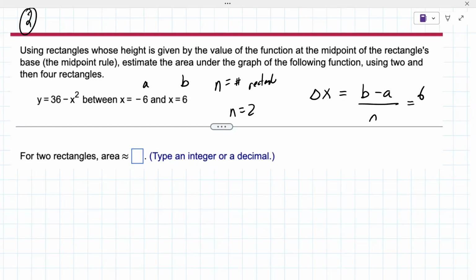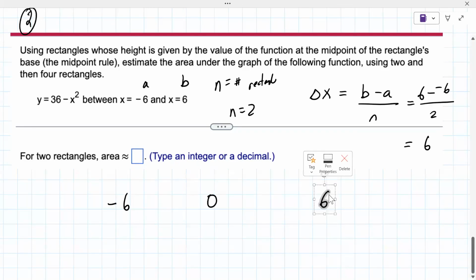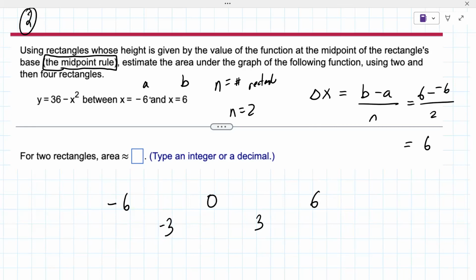So in your problem here, it's 6 minus negative 6 over 2. So what does that become? 12 over 2, 6. Okay. So what I tell students to do is to start with the leftmost endpoint and add the 6. So that gets you to 0, and then add the 6 again. Like in that first problem we did, we looked at the endpoints, but for the midpoint rule, you have to use the midpoint here, -3 and +3.